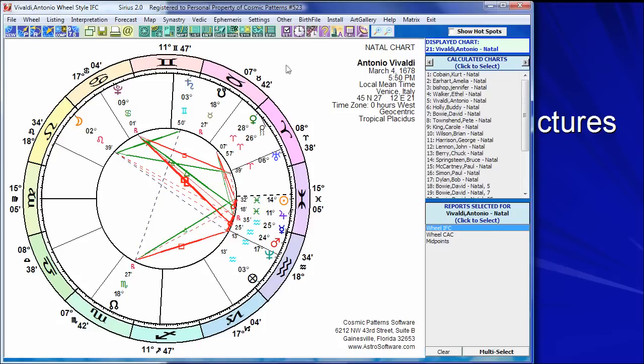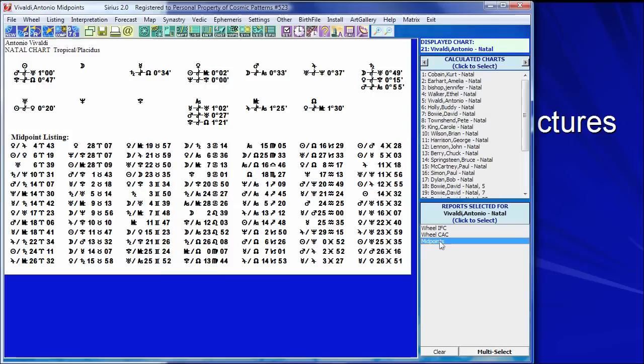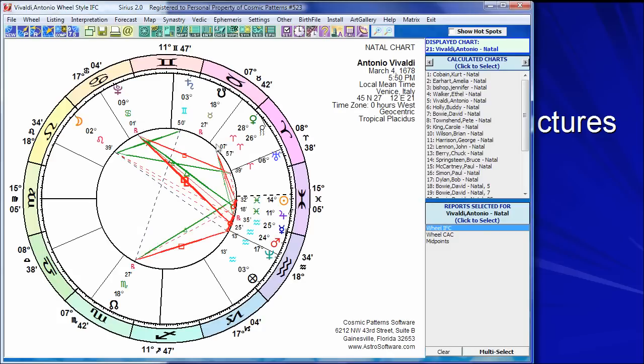I'm in the Series 1.3 software, and I'm looking at his natal chart. I've already selected some reports for him, so they're listed over here already, and I'm going to click on midpoints, and what this shows me is that Venus is directly conjunct between Neptune and Pluto with no orb, 0 degrees, 0 minutes. So this is called a midpoint structure, and it's telling me that Venus is directly in between Neptune and Pluto. And we can see that in the chart.